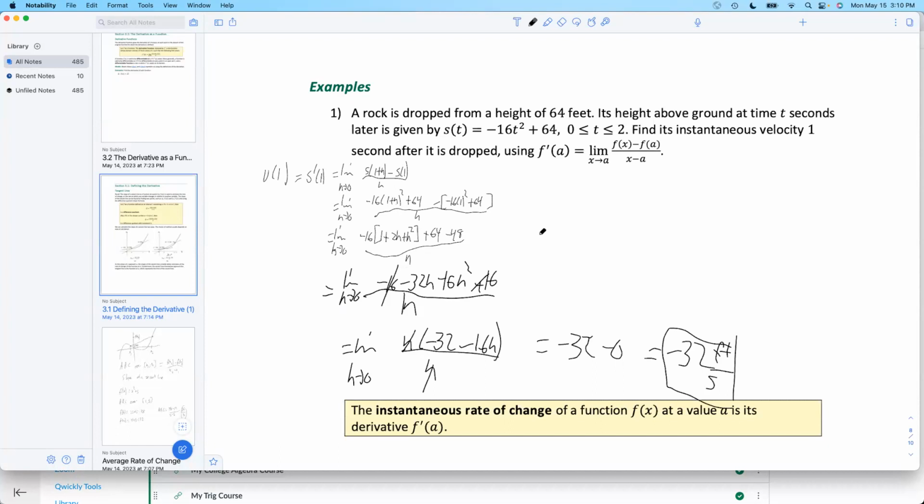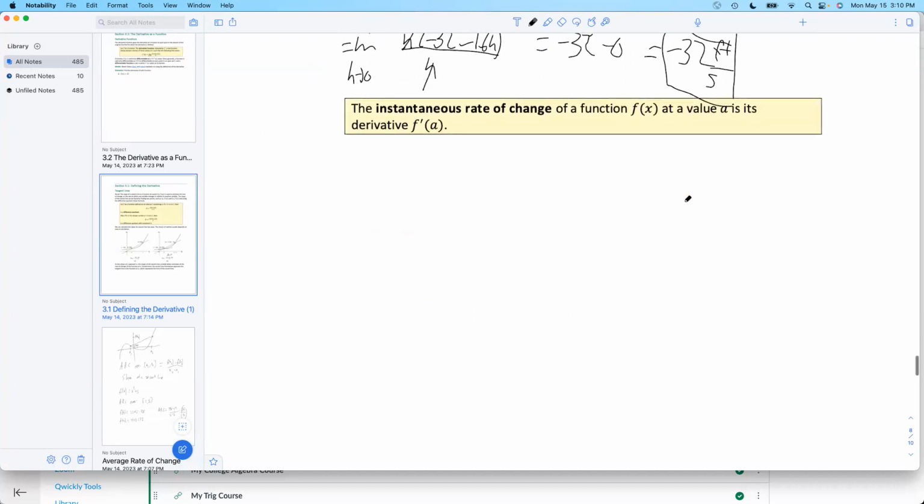Notice we got a negative. That means that my ball that I've thrown here, or this rock, is moving down. Up is positive velocity, down is negative. Velocity is a vector. It has direction.